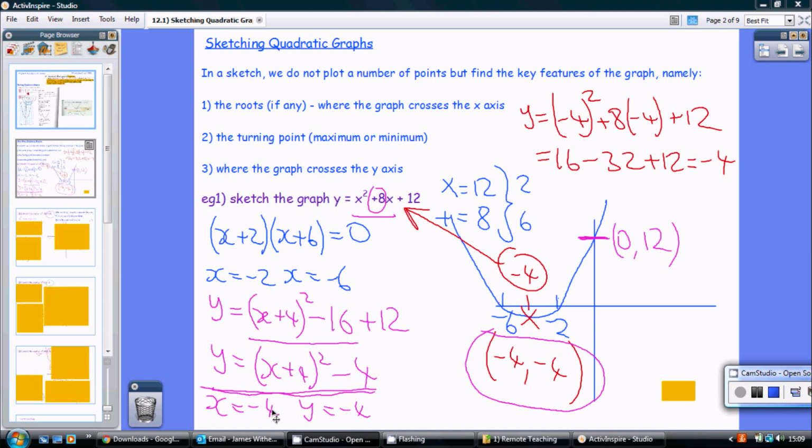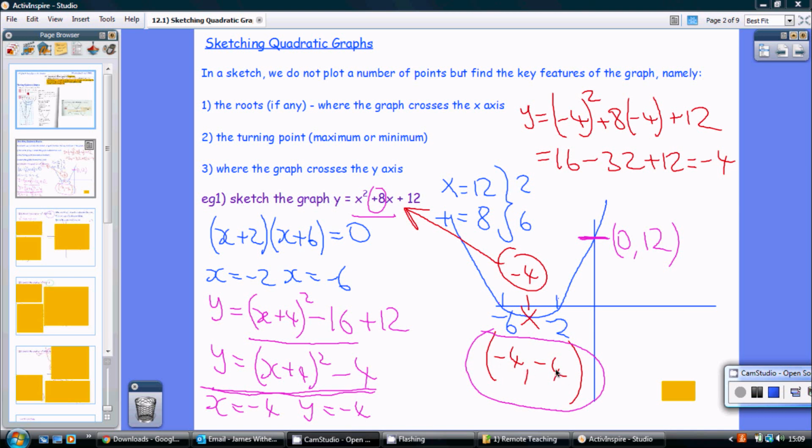Now when x is minus 4, what y coordinate does that give us? Well, obviously this bracket becomes 0, that's the whole point, and then we're left with minus 4. So we've actually shown by completing the square that our minimum point is indeed (minus 4, minus 4).